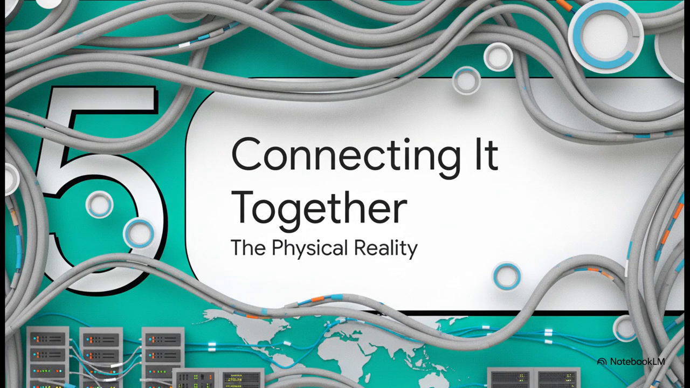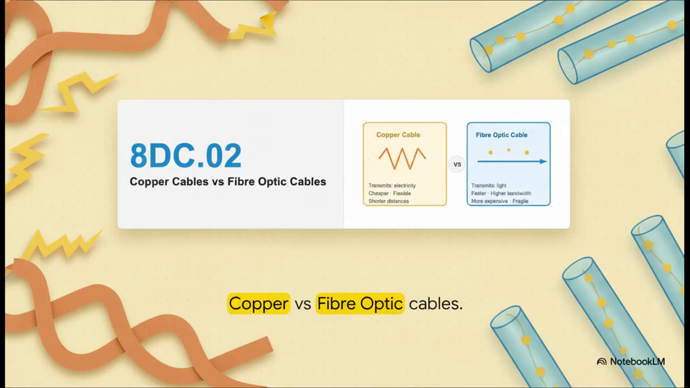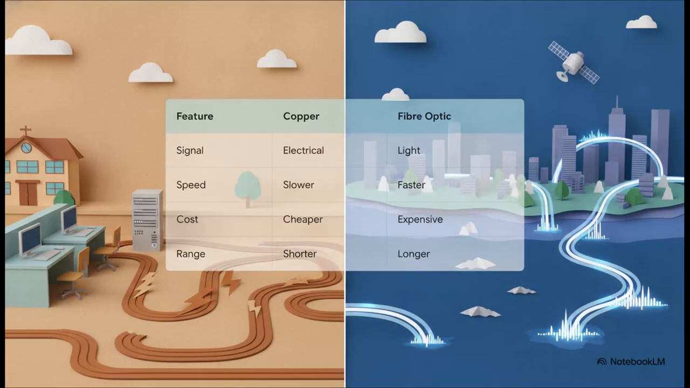Section 5, connecting it all together. Now, despite how much we throw around the word wireless, the vast majority of our digital world actually relies on physical cables. Networks basically use two main physical highways to move data around. Copper cables transmit data using pulses of electricity. They're the cheap, flexible, everyday workhorses. Fiber-optic cables, on the other hand, are literally hair-thin tubes of glass firing pulses of light at speeds that are almost impossible to imagine.